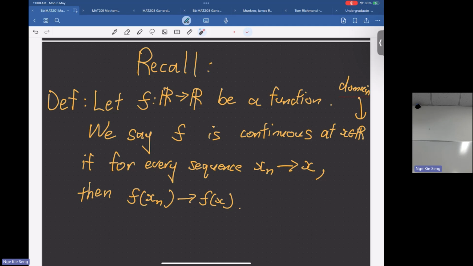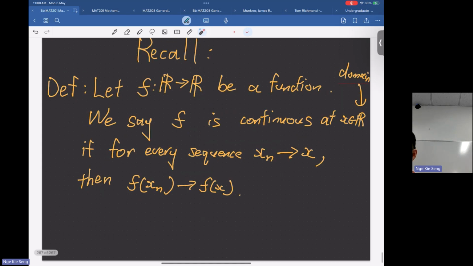But if we want to show that it's discontinuous, what is the negation of the statement? There exists some sequence that converges to x, but f(xn) doesn't converge to f(x).